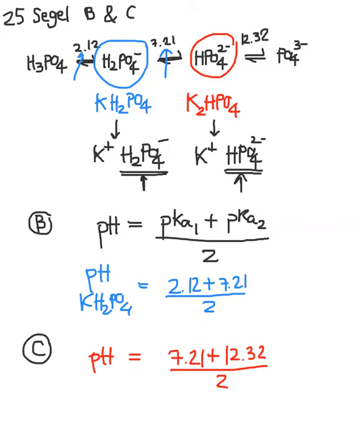So one thing to keep in mind is that when you are given this kind of molecule, KH2PO4 is actually H2PO4 minus, right? And K2HPO4 is actually referring to HPO4 2 minus. So that is the answer for this part of the questions.